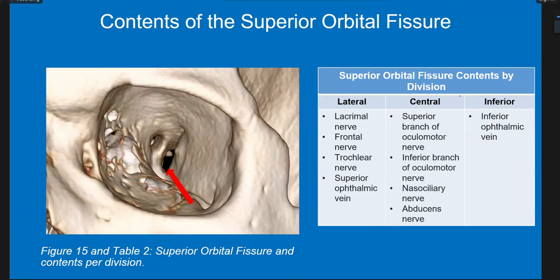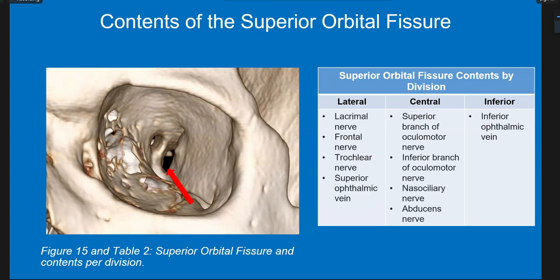Just for the trainees in the audience, you have the contents of the superior orbital fissure, which you can divide into lateral, central, and inferior. So most of the important nerves, for example, the superior branch of the oculomotor, the inferior branch of the oculomotor, nasociliary, and the sixth nerve are within this central compartment. The inferior compartment would be mainly the inferior ophthalmic vein. The lateral compartment would contain the lacrimal, frontal, the cranial nerve 4, and the superior ophthalmic vein.